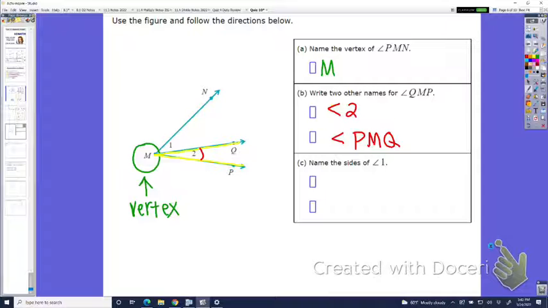Name the sides of angle 1. So these are 2 rays that make up angle 1. So starting with M, it's ray MN and also ray MQ. So notice the vertex point is named first, and then it goes through the second letter where the arrows are going.